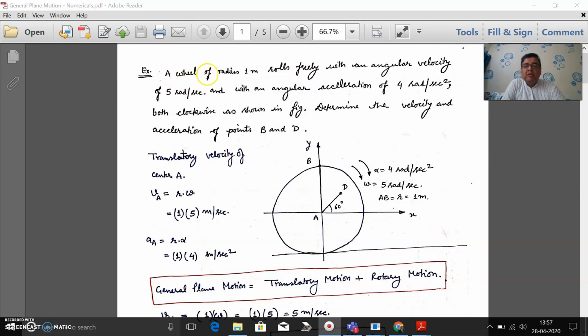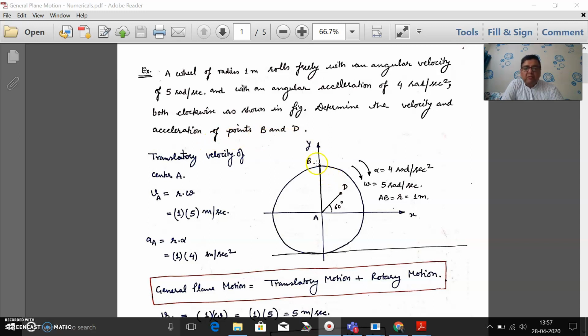A wheel of radius 1 meter rolls freely with an angular velocity of 5 radian per second, and with an angular acceleration of 4 radian per second square, both clockwise as shown in the figure. So this is the plane, and on this plane is this wheel of radius 1 meter, which is rolling. Determine the velocity and acceleration of point B and point D.